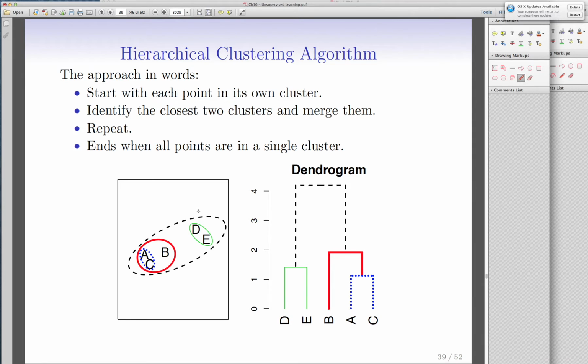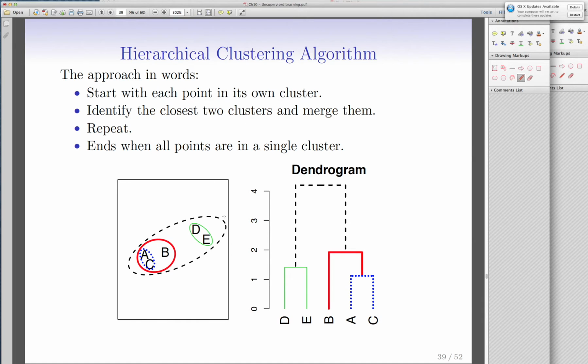If you want to show it in dendrograms, it shows that at the first step, the closest observations were A and C. In the second step, D and E were clustered. In the third step, B was clustered to A and C. And at last, they were all clustered together. They become a single cluster.